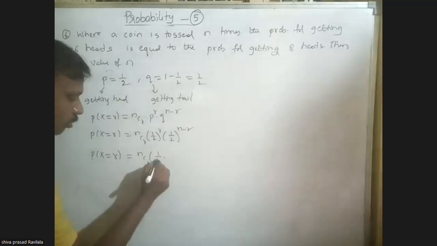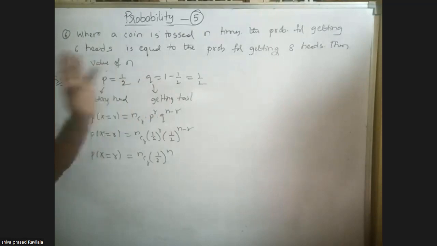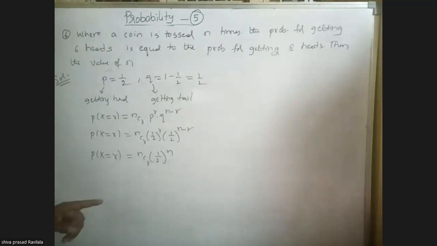When the bases are equal, the powers should be added. When P is equal to Q in the binomial expansion, you directly write probability of x equal to r is equal to nCr into that equal value whole power n. If P is 1 by 2 and Q is 1 by 2, then 1 by 2 whole power n. This happens only when P plus Q is equal to 1 in a binomial expansion. Okay, students? For a coin, in that case only, these types of conditions come.